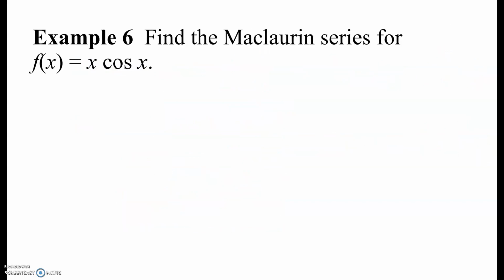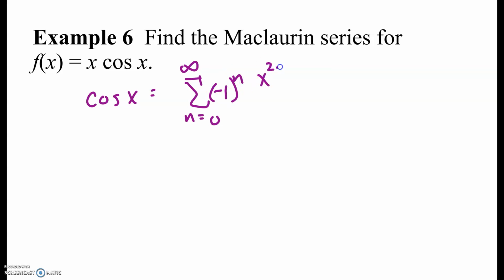So what if we change it up? What if we want the series for x times cosine x? We start with cosine x, which is the sum, n goes from 0 to infinity, -1 to the n, x to the 2n over 2n factorial.